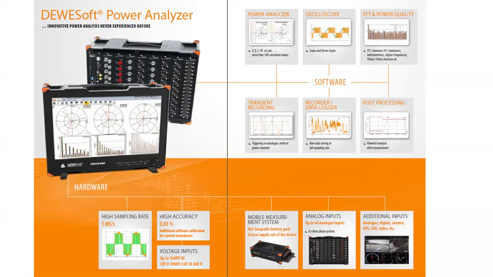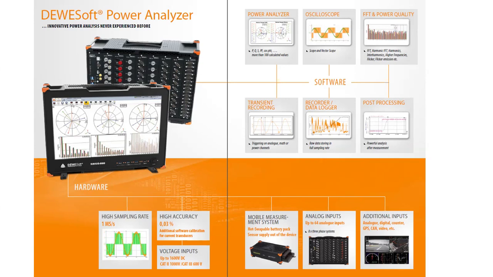On the right-hand side, you see the software highlights, for example, the classical power analyzer with more than 100 calculated values like active, reactive, apparent power, power factor, cosinus phi. Then we have the oscilloscope functionality through the raw data storing. We can also show this with full sampling rate. Then we have the FFT and power quality meter: FFT 2D, FFT harmonic, FFT 3D, FFT waterfall, FFT higher frequency, interharmonics, flicker, emission, etc.